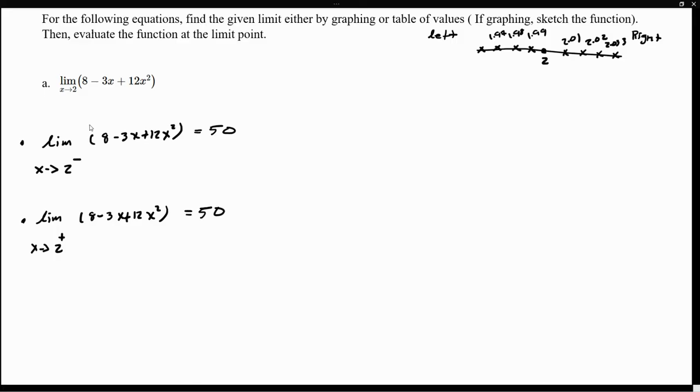So now notice that if I approach it from the left, I seem to be getting closer to 50. And if I approach it from the right, I seem to be getting closer to 50 as well. So therefore, if the left is equal to the right, now we can make the full claim that the limit of this function as x is approaching 2 is equal to 50.